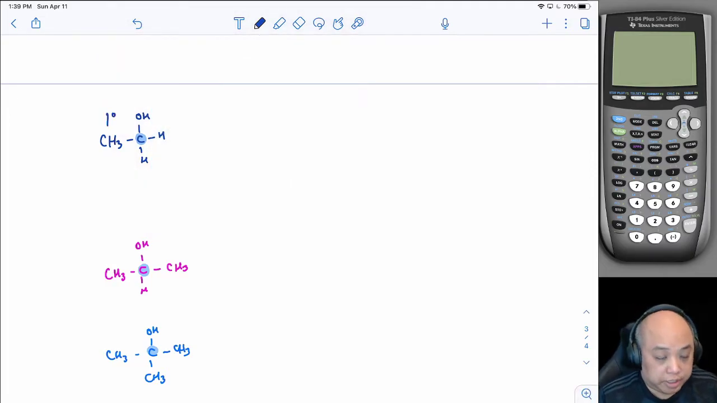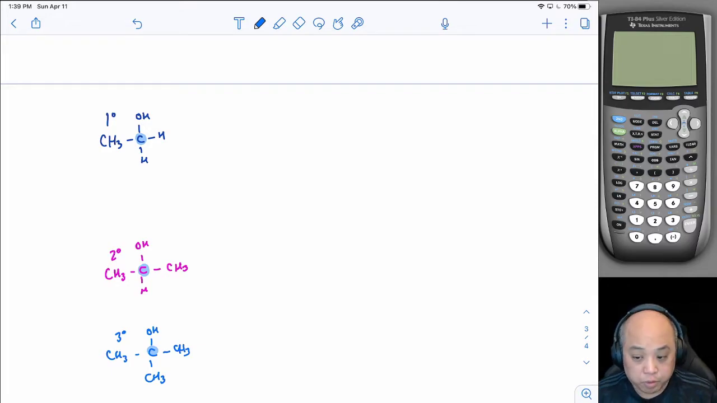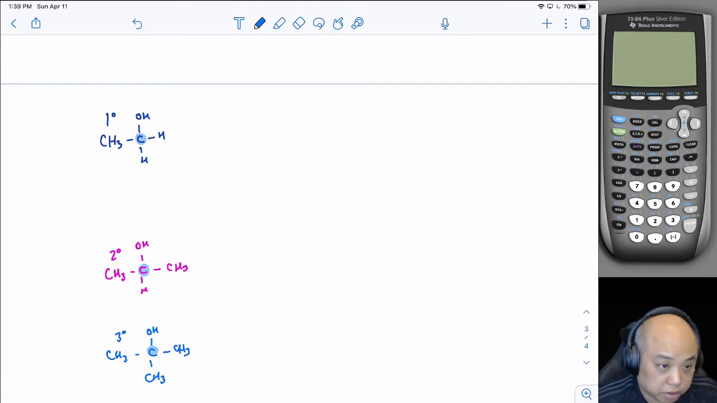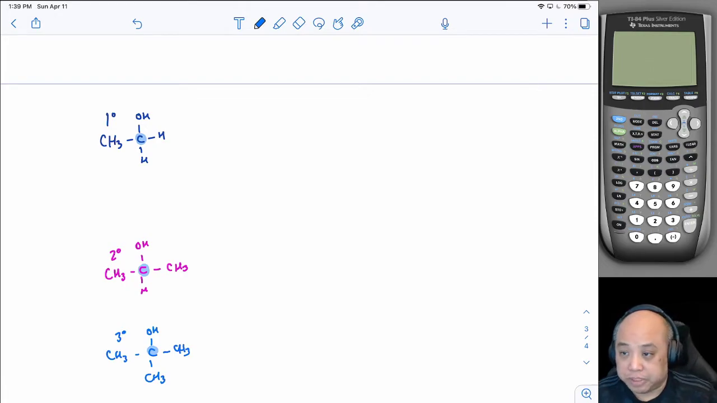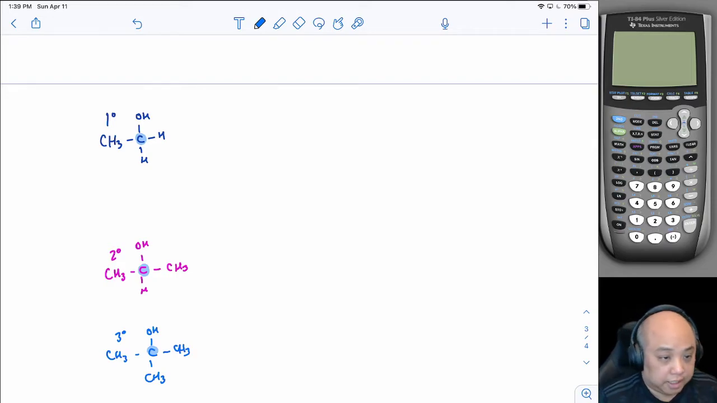And so if we notice here, this is a first degree because there's only one carbon group attached to the carbon that the OH, the hydroxyl group, is attached to. Here, we see that as a second degree because two carbons are attached to the carbon in question. And last but not least, this one is a tertiary alcohol because the OH is bonded to a carbon that's bonded to three different carbon groups. It doesn't have to just be CH3. It can be a longer chain or whatever, but the fact that it's bonded to three different carbons gives it a third degree or tertiary.